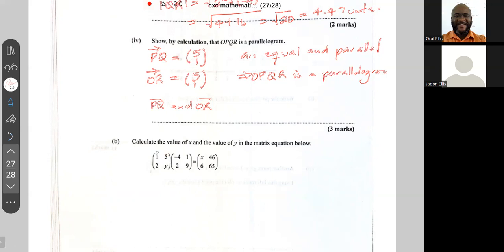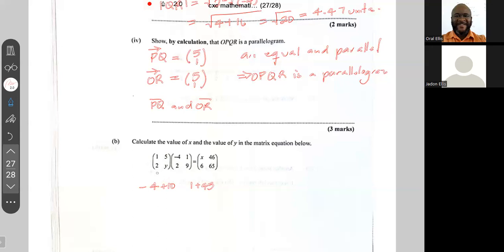First element in the row, 1, times the first element in the column, -4. 1 times -4 is -4. Second element in the row, 5, by second element in the column, 2. 5 times 2 is 10. Just multiply the top row by the left column. Now top row by the right column. We have what? 1 times 1, 1. 5 times 9 is 45.